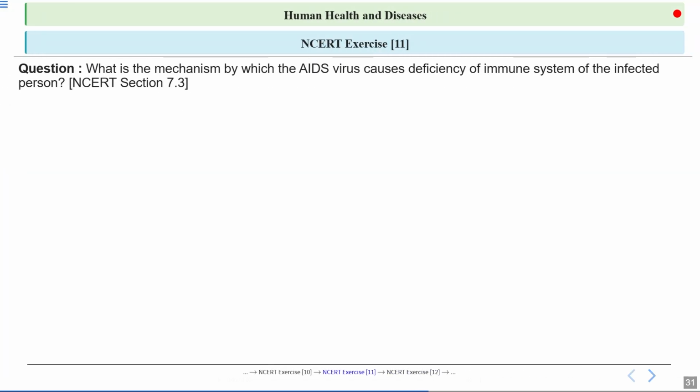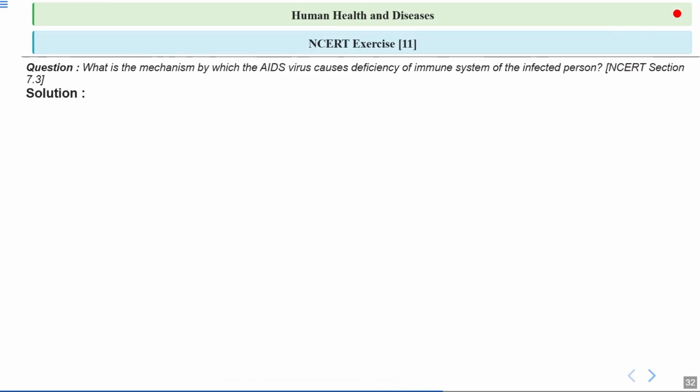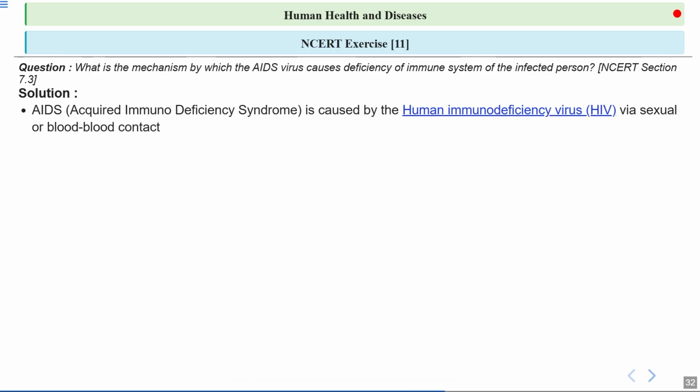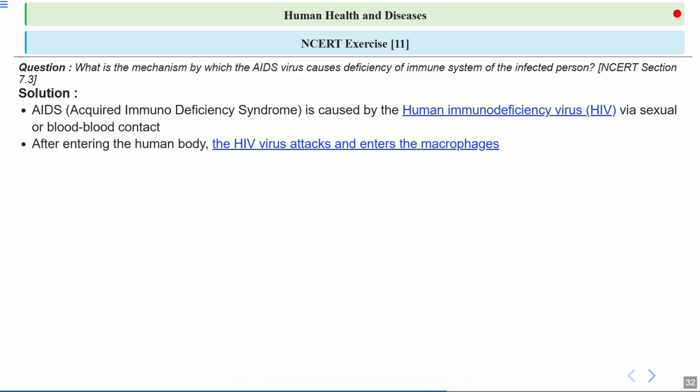Next question: what is the mechanism by which the AIDS virus causes deficiency of the immune system of the infected person? Let's have a look at the answer. AIDS, which is acquired immunodeficiency syndrome, is caused by the human immunodeficiency virus via sexual or blood-to-blood contact. It can be transmitted through sexual intercourse or by blood as well.